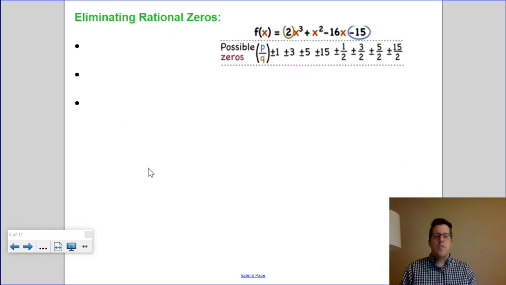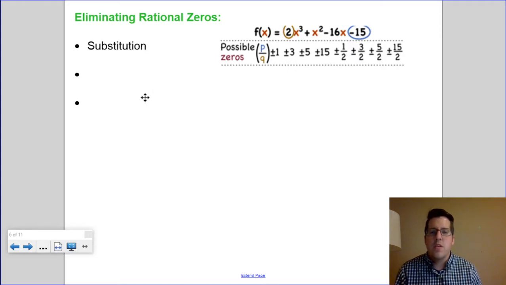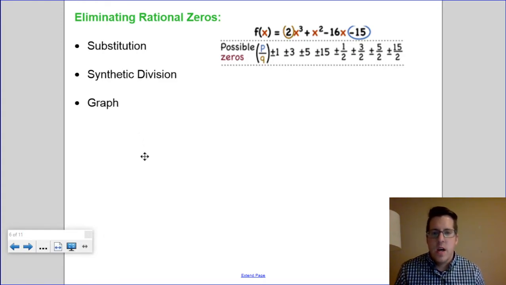So once you've done the rational zero test, you're going to want to eliminate some possible zeros. There are 3 ways you can do that. You might do that by using substitution. You might do that by using synthetic division, or you might do that by looking at a graph. Here, when we say substitution, we mean just plugging it in directly. If you don't have a graph, your fastest way to go is by using synthetic division.